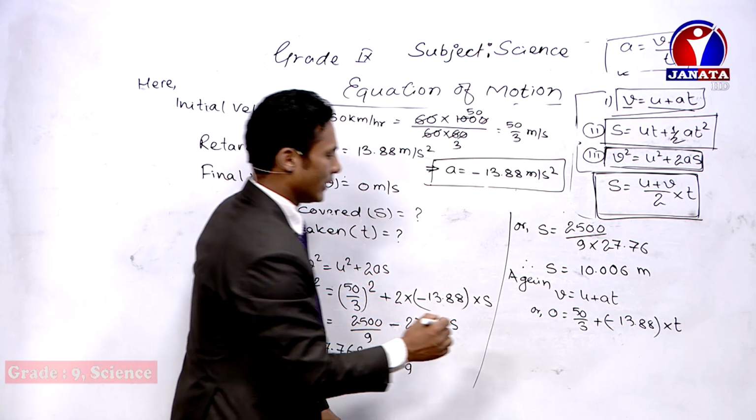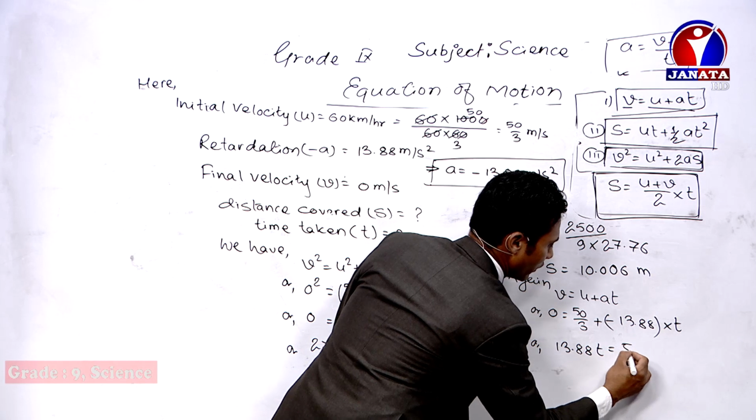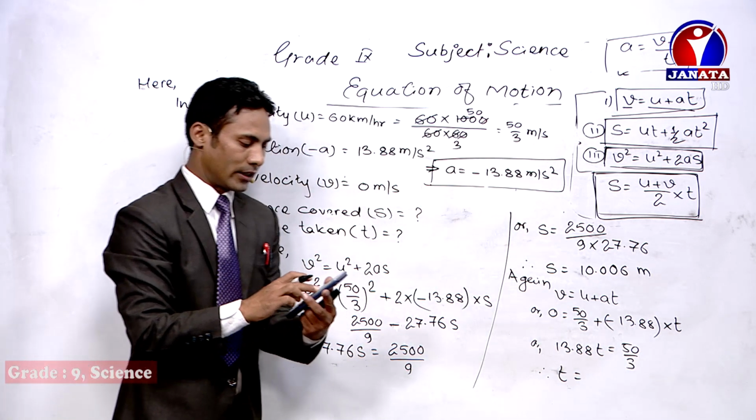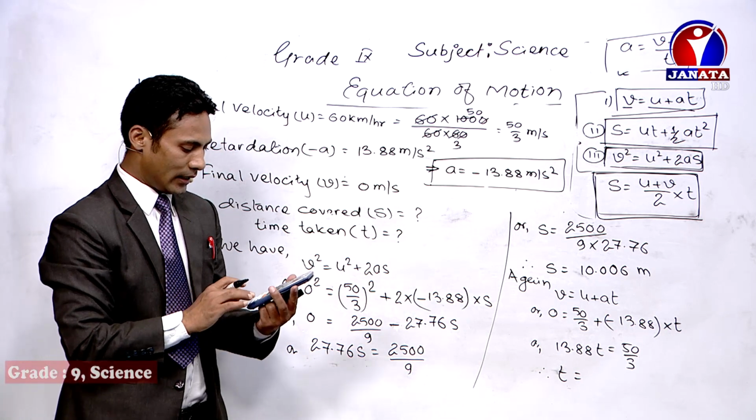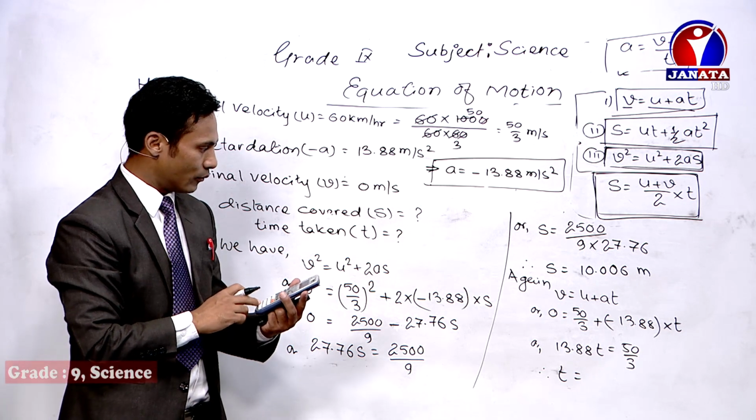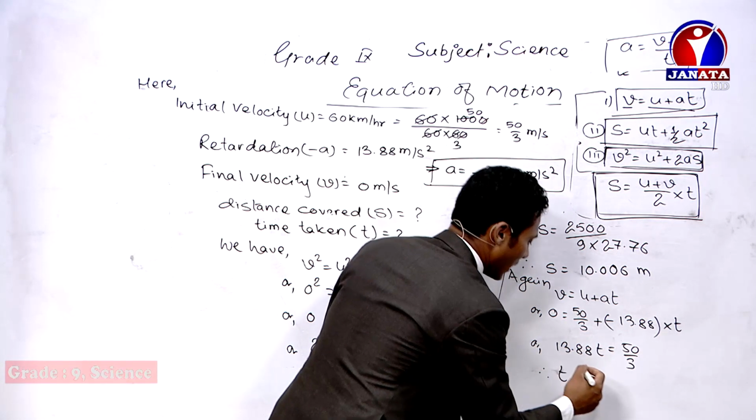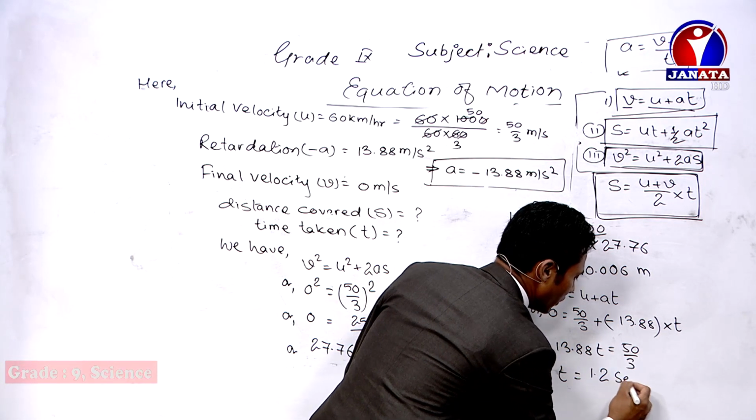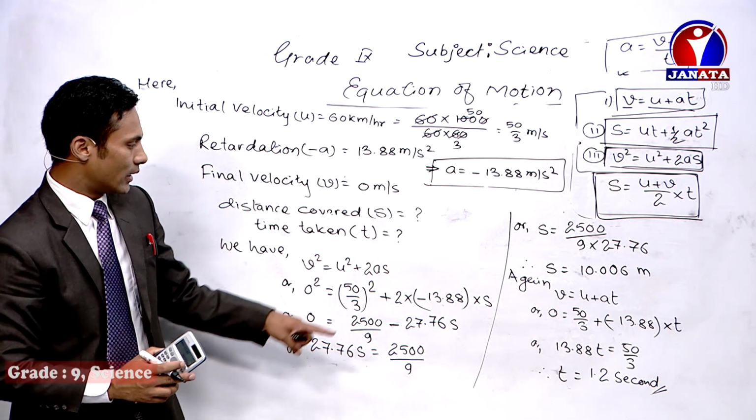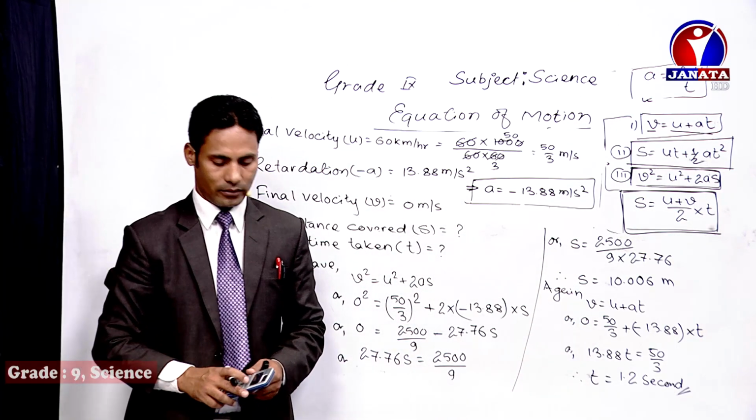So let's simplify this. 13.88 t equals to 50 by 3. Therefore t equals to, let's simplify this, 50 divided by 3, again divided by 13.88. So the answer gives about 1.2. So therefore time taken is 1.2 second. So in this way we can calculate the time taken and the distance covered after applying the brake.